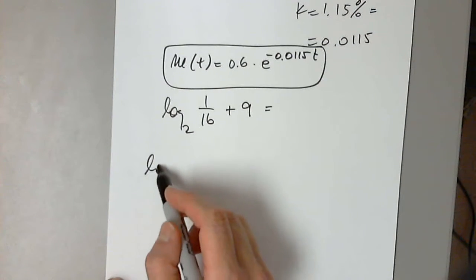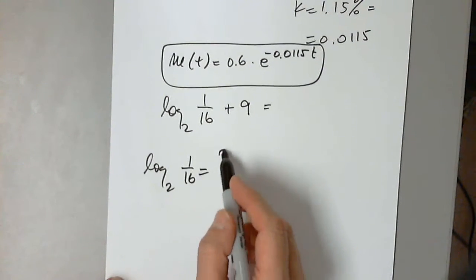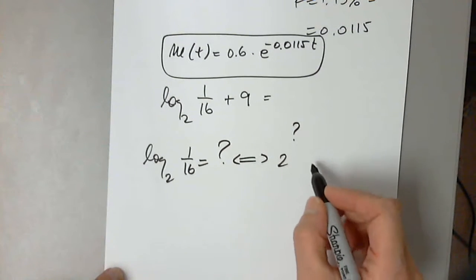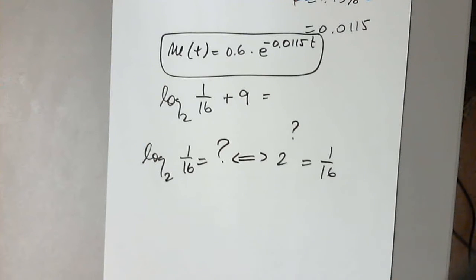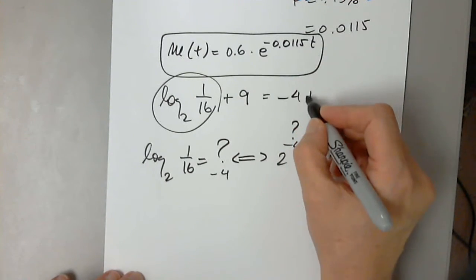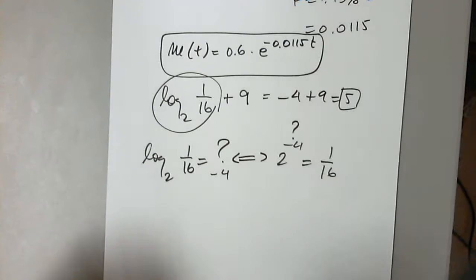So first of all, we address log base 2 of 1 over 16. We have no idea what that is, but we know that this is equivalent to 2 to some power equals 1 over 16. And there is only one number that works, and that number would be negative 4. So this answer here is negative 4. Negative 4 plus 9 equals 5.